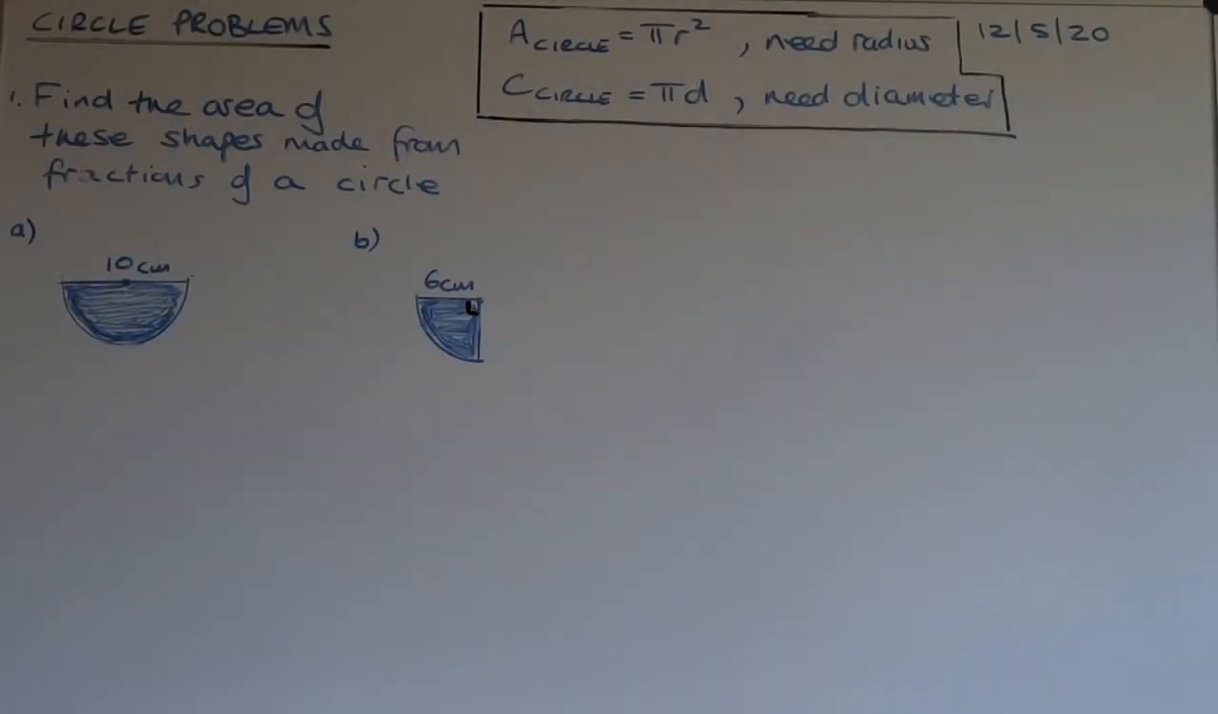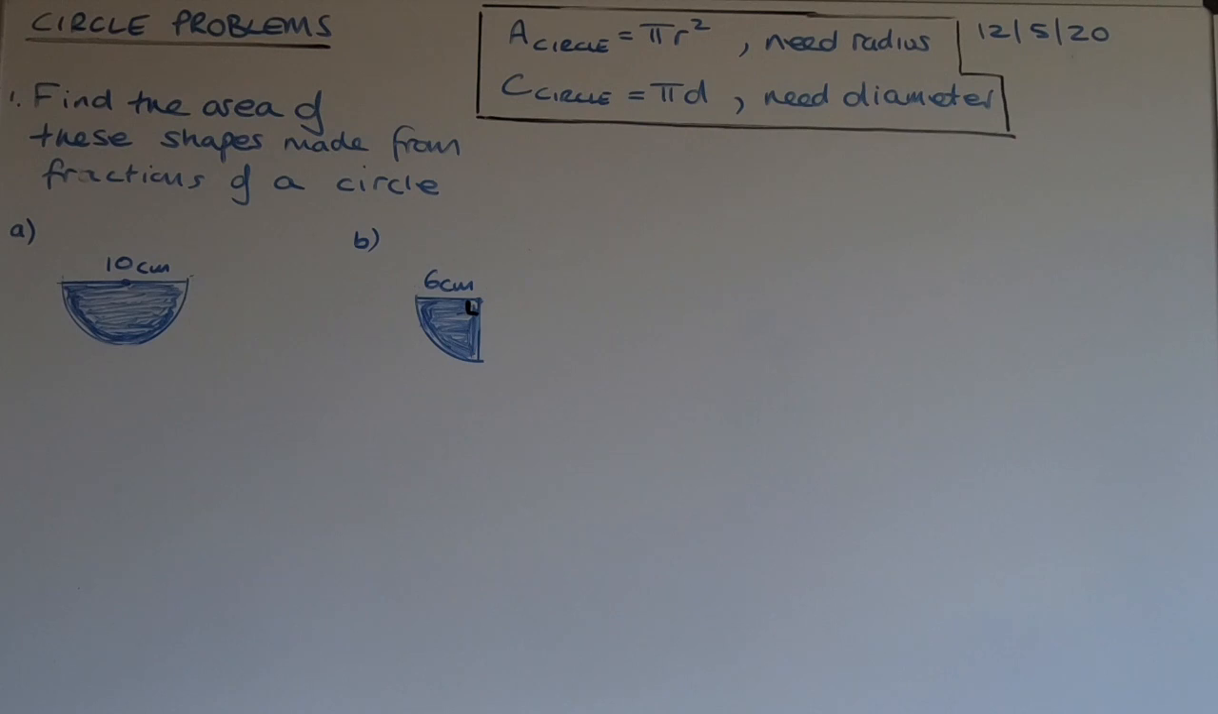Okay, we're going to continue with yesterday's work and look at finding the area of a circle. So let's begin with number 1. Find the area of these shapes made from fractions of a circle. Now on the board we have the formula for the area of a circle is equal to pi r squared. So to work out the area of a circle we know we need the radius.